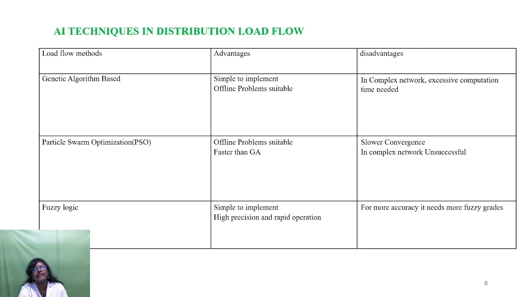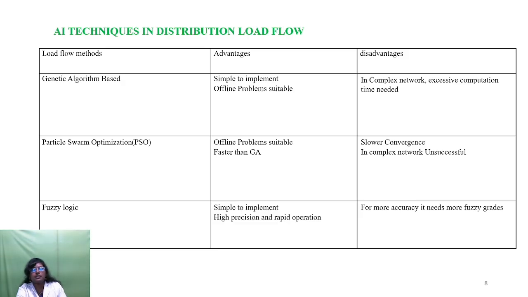Next, what are the AI techniques used in distribution load flow? There are many AI techniques that are used. The first one is the genetic algorithm. Both methods have similar merits and demerits. Let us see them one by one. So the first one is the genetic algorithm. The genetic algorithm is very simple to implement and it is suitable for offline problems also, but the disadvantage is it takes more computational time to reach convergence.